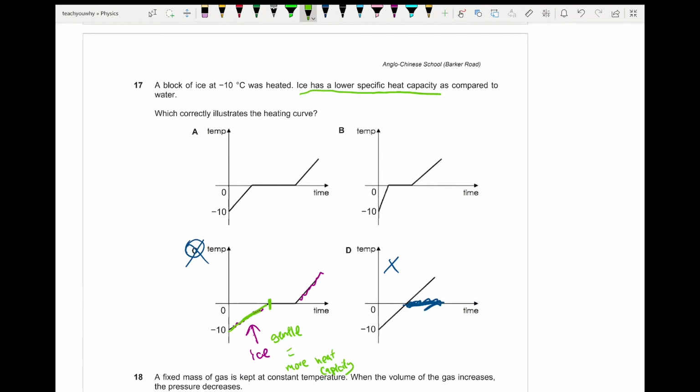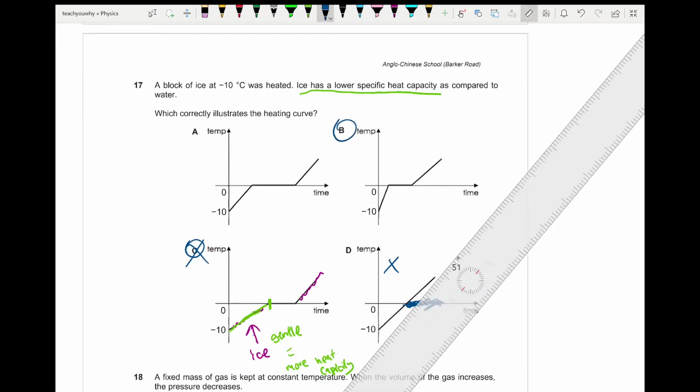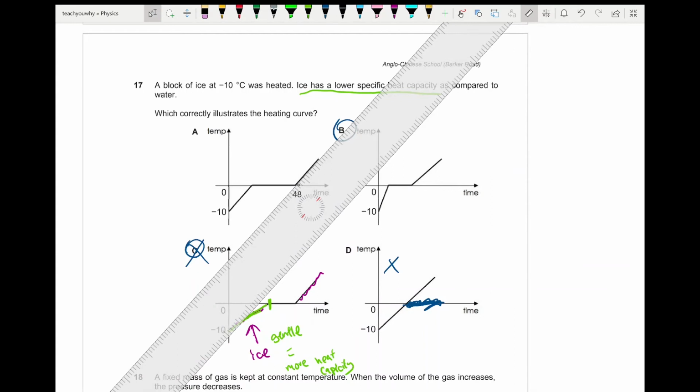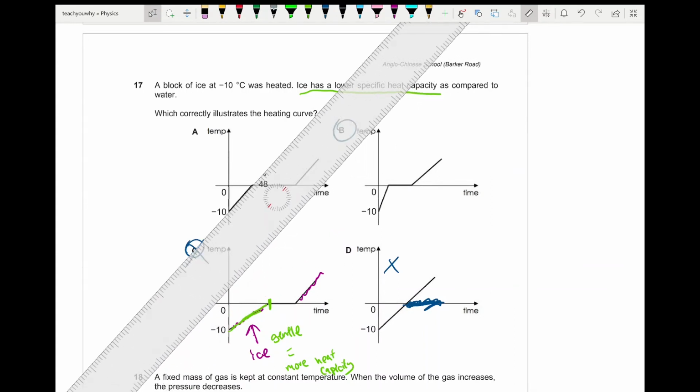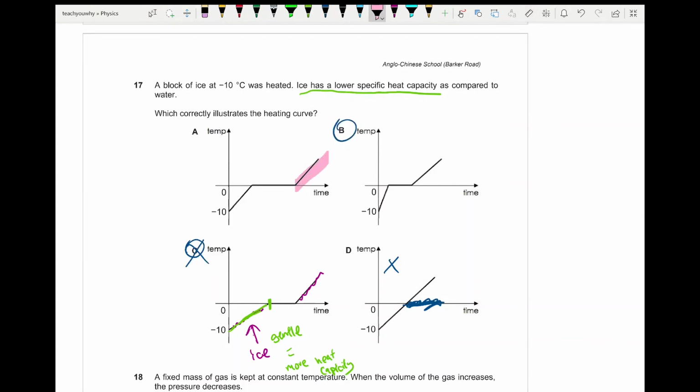So we are left with A and B. My answer is B. How come? Let's use the ruler. It's 48 degrees, and then let's compare. This is 48 degrees, which means that for A, this gradient and this gradient are the same. And they are the same means they have the same specific heat. Therefore, answer A is wrong. Hence, my answer is B.